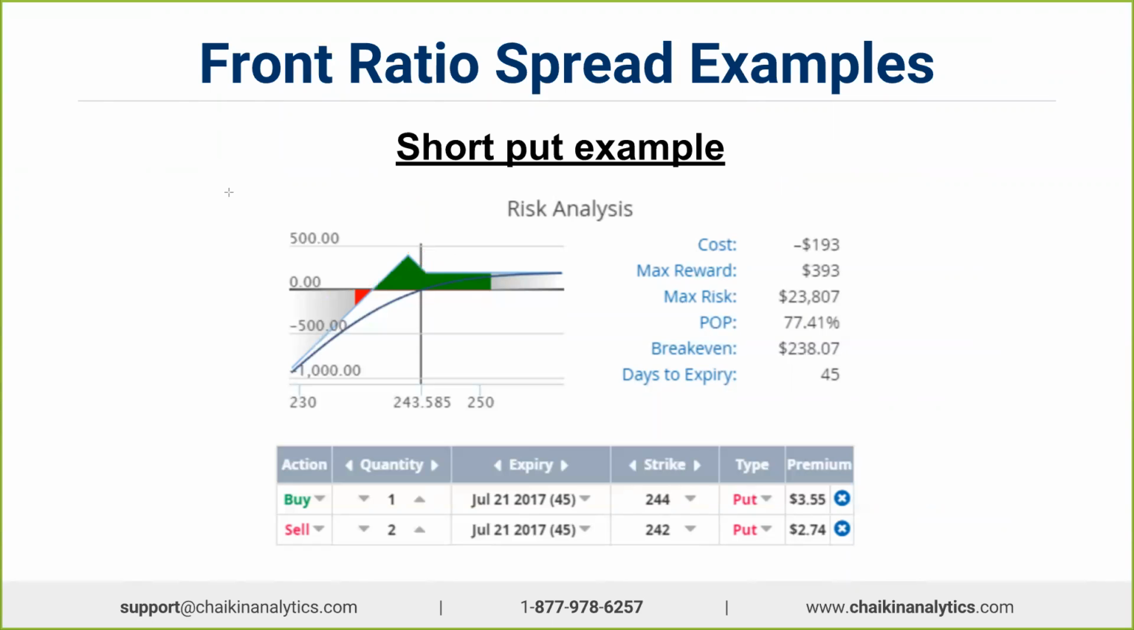Make sense for everybody? On the put example, again, it is mildly bearish because we do maximize if we go down a little bit, but we are protected on any move higher. Okay. Any move higher. And again, you'll see we're doing this for credit. We're going to take in $193 right off the bat. So, one way of doing it.